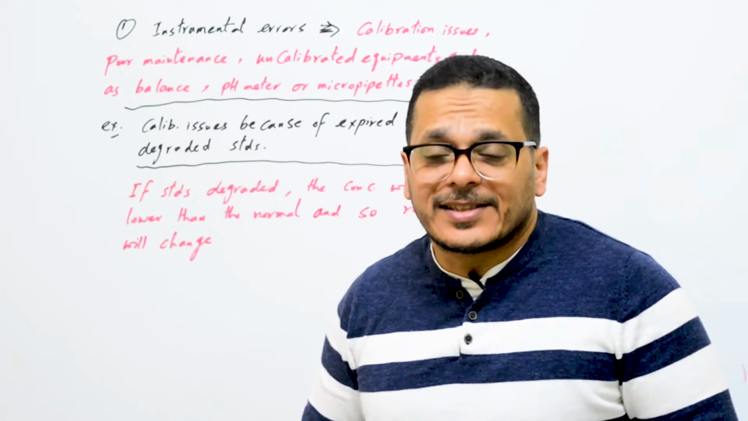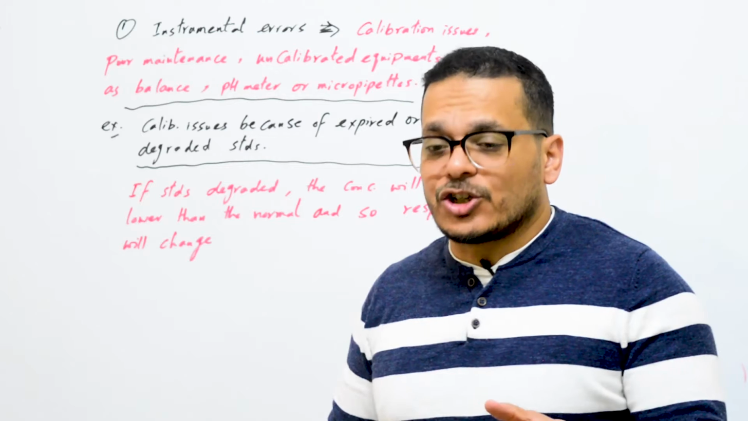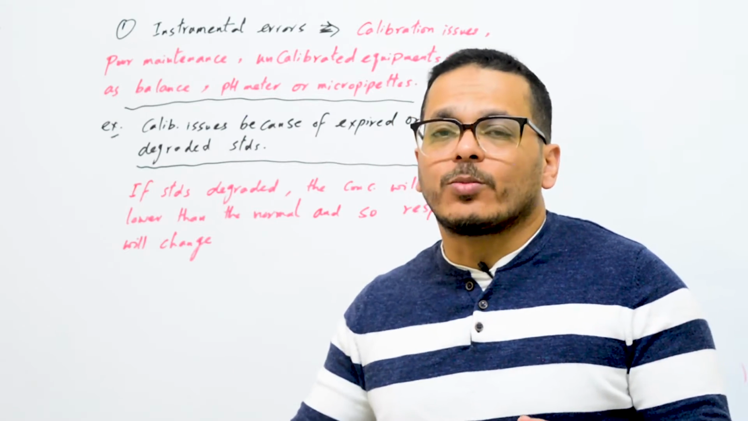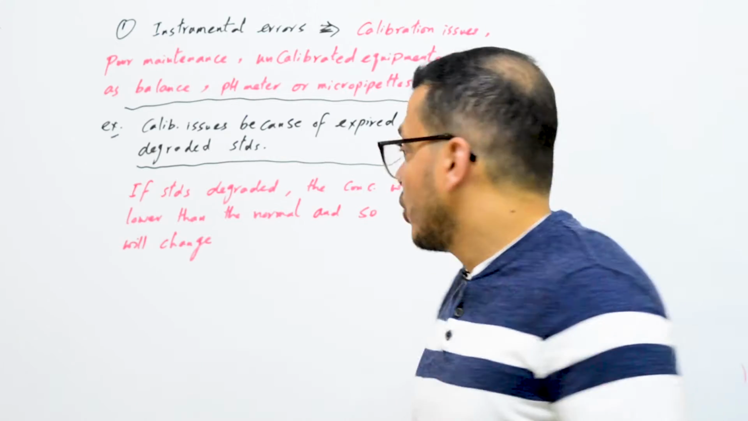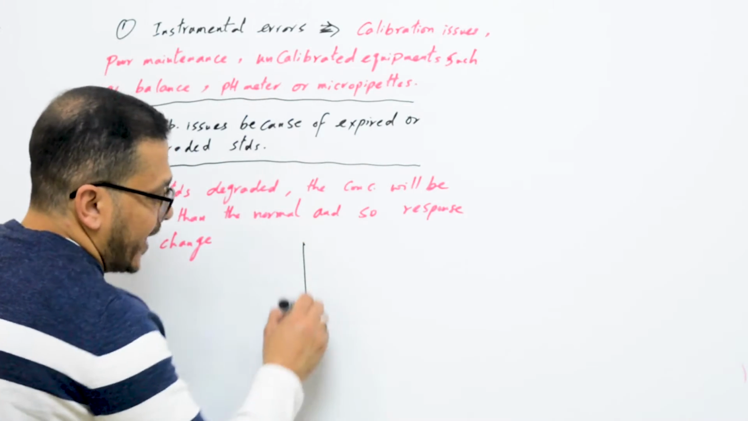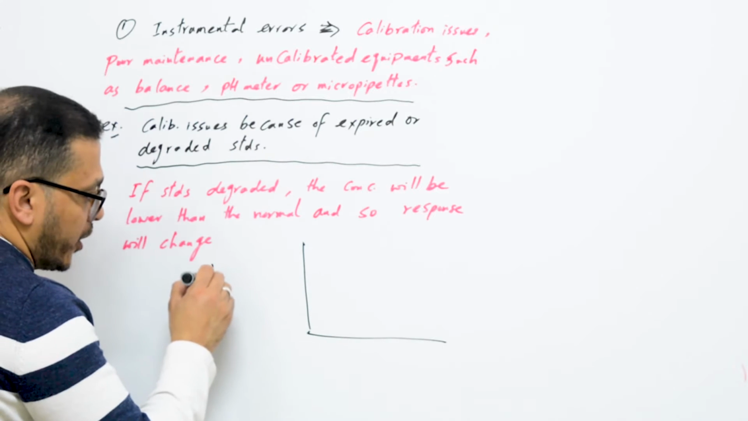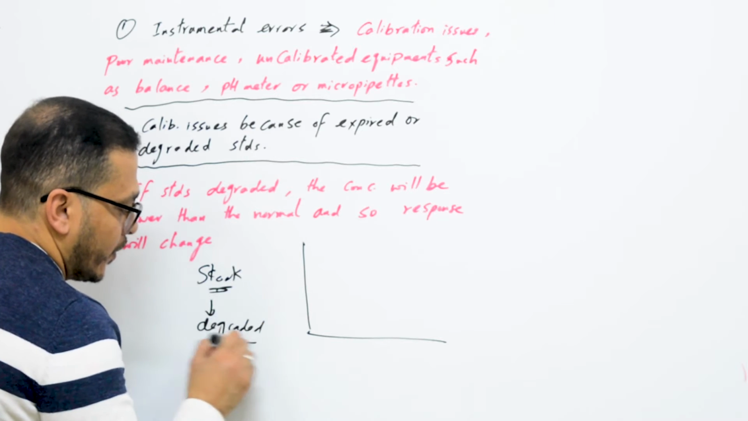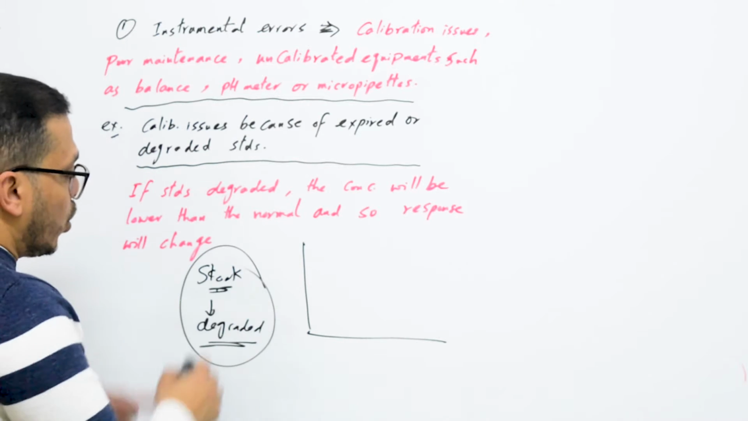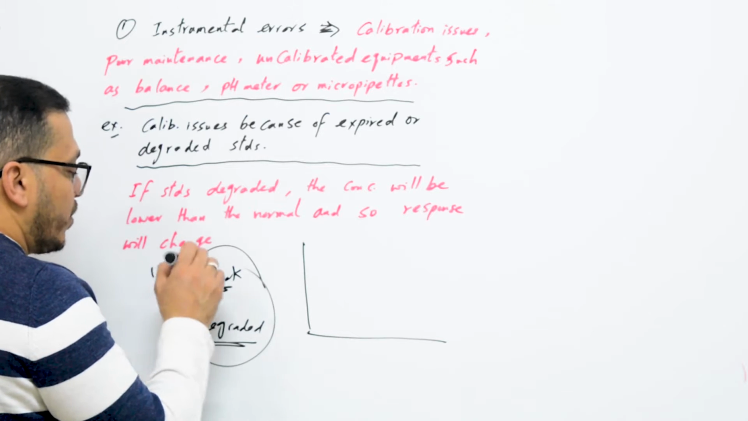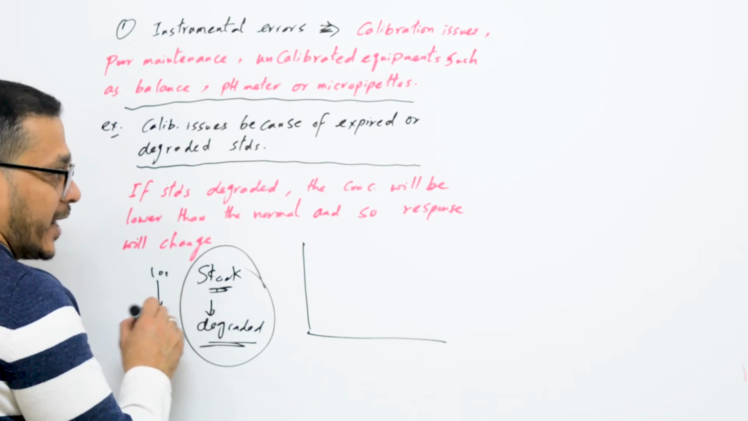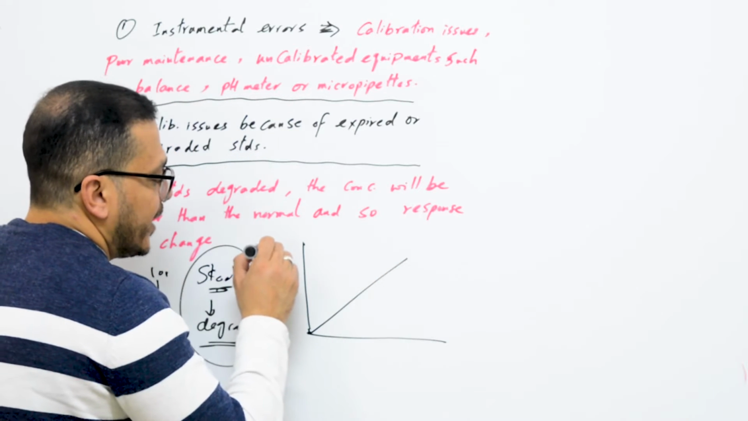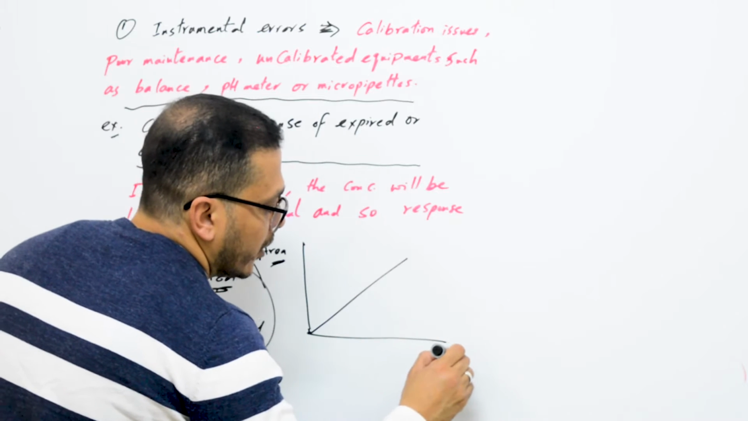If you have degraded standards, the concentration of the prepared calibration standards will be lower than normal. So the response also will be lower than normal. If you prepare different calibration standards from a stock which has been degraded, the concentration of the stock will be lower than normal. If you have 100 ppb or 1 ppm, 1 milligram per liter, it will be lower than normal. So the prepared standards also will be lower than normal.